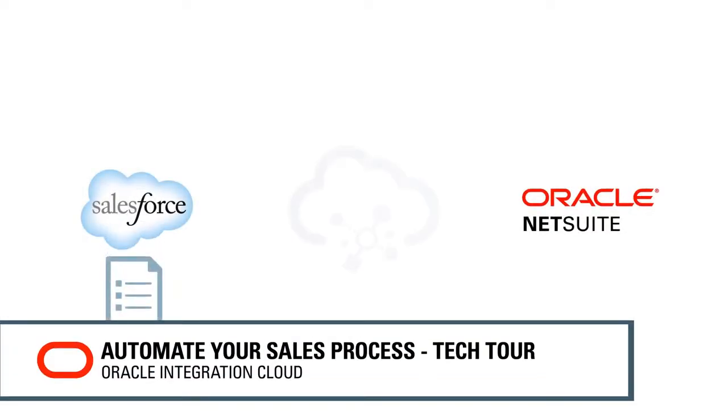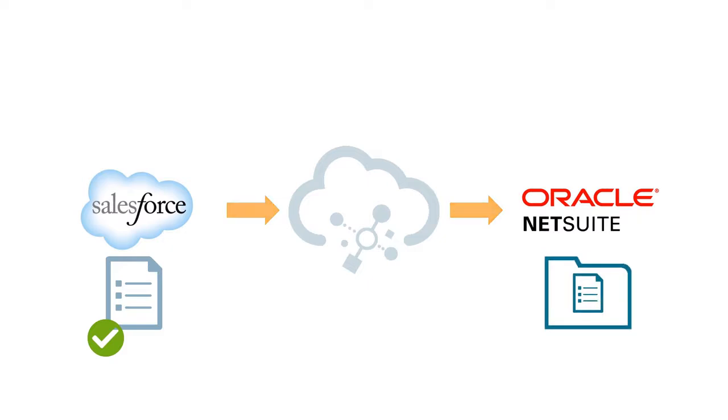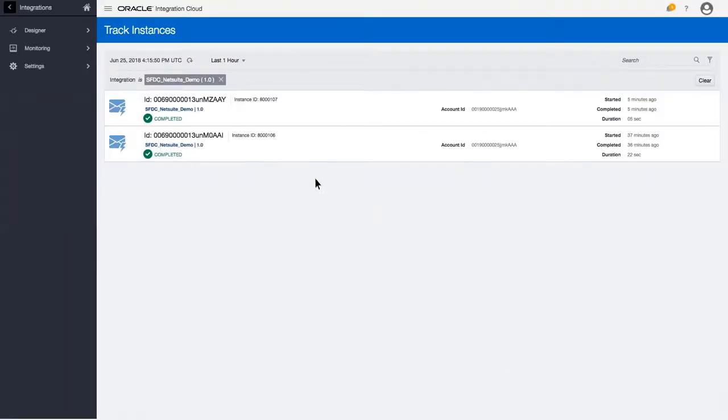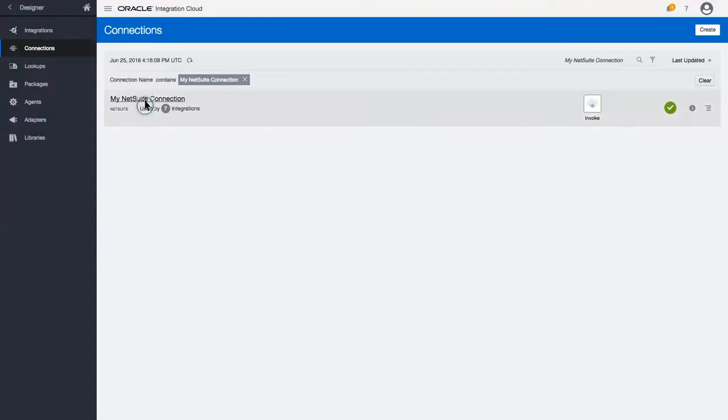Earlier, we saw how Oracle Integration Cloud enabled bidirectional synchronization between Salesforce and NetSuite. Now let's take a look at the integration that made that possible. To build the integration, I navigate to the Integration Cloud Designer, and then to Connections.